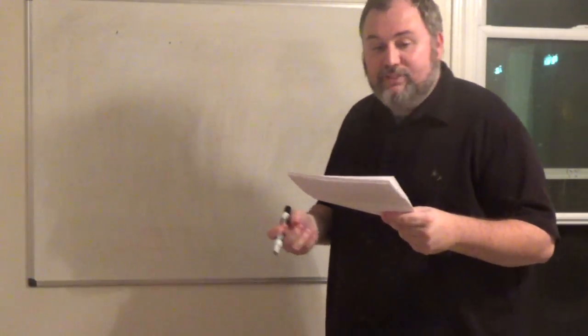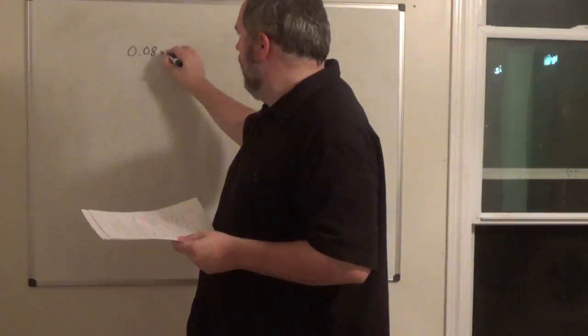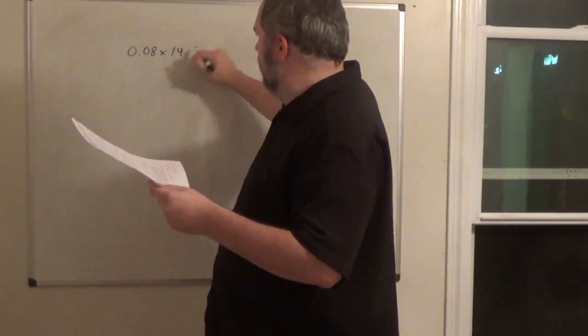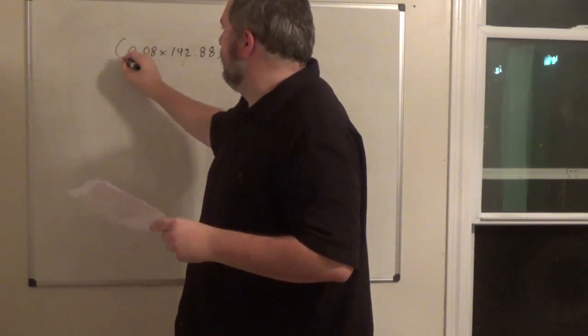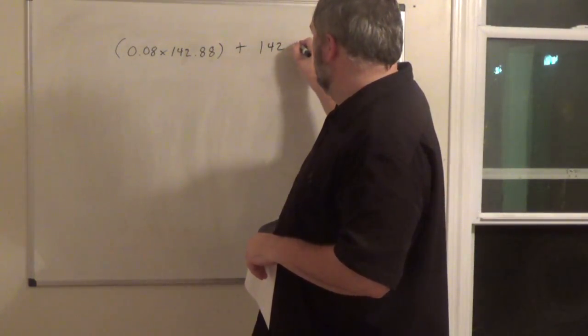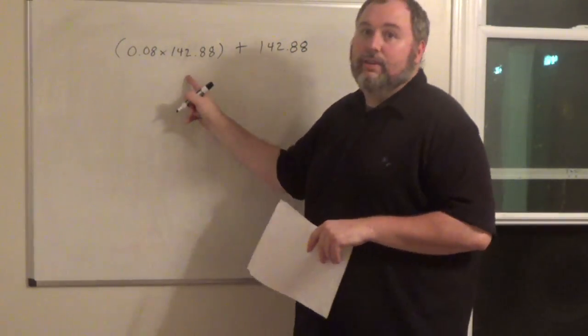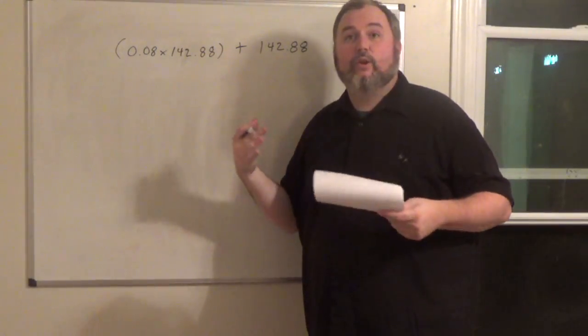So, it says you're shopping at Walmart, and your subtotal is $142.88. The sales tax is 8%. What is your total cost? So, you know how this works. You have to find 8% of $142.88. That's the first thing you need to find. And once you find this, you're going to add it back to your original subtotal. This is going to calculate your tax, and then when you put it together, it's going to give you your final total.